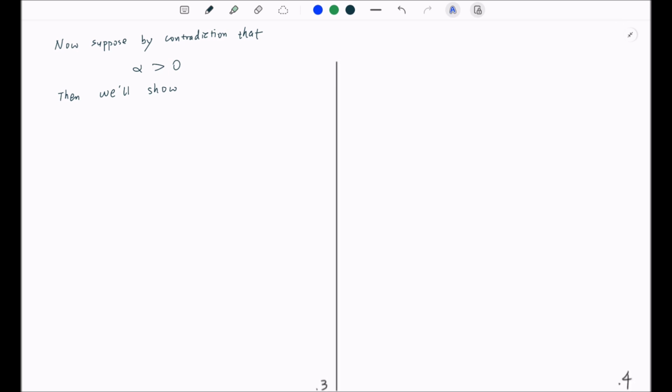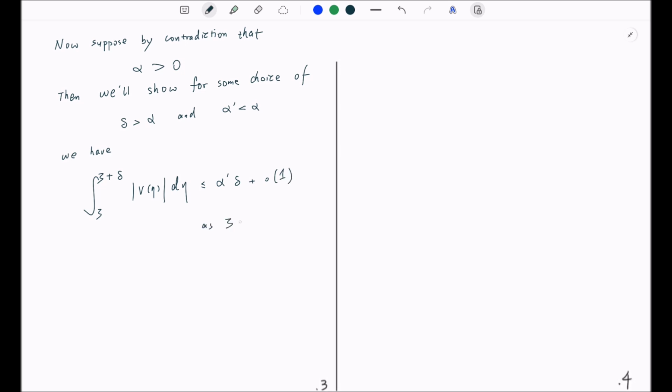We will show for some choice of delta bigger than alpha and alpha prime less than alpha, we have the following estimate of the integral from zeta to zeta plus delta of the absolute value of the function v with variable eta d eta less than or equal to alpha prime times delta plus little o of 1 as zeta goes to infinity.